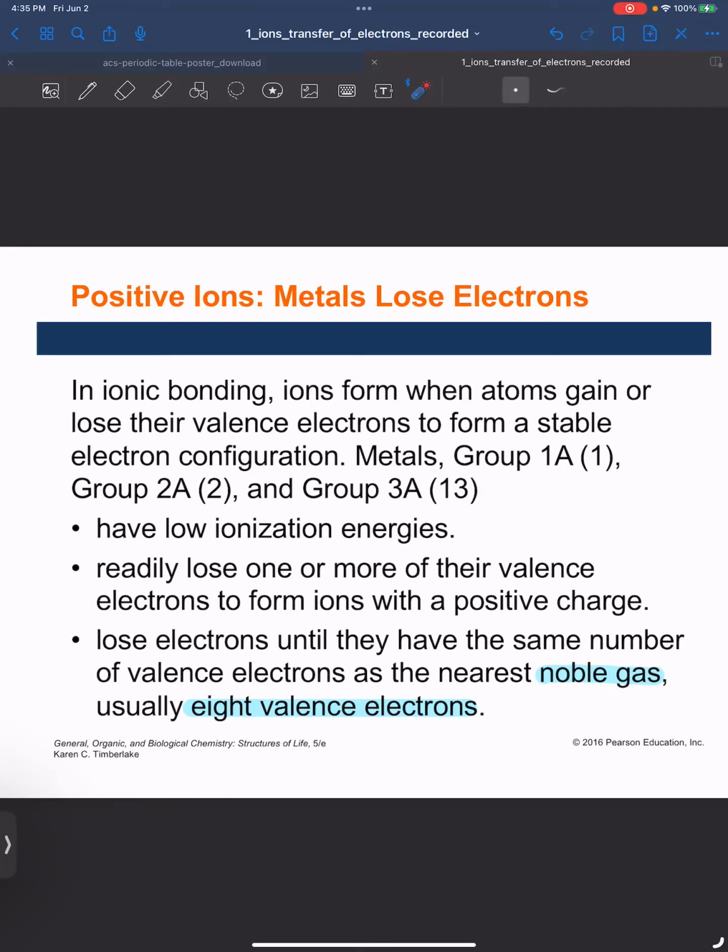So metals are the elements that will lose electrons. They're on the left side of the periodic table. We learned in a previous video that they have low ionization energy. So that means they're willing to lose electrons. And they readily lose one or more of their valence electrons to form a positive charge. And they will lose electrons until they have the same number of valence electrons as the nearest noble gas, which usually has 8 valence electrons. That's kind of the happy state there.